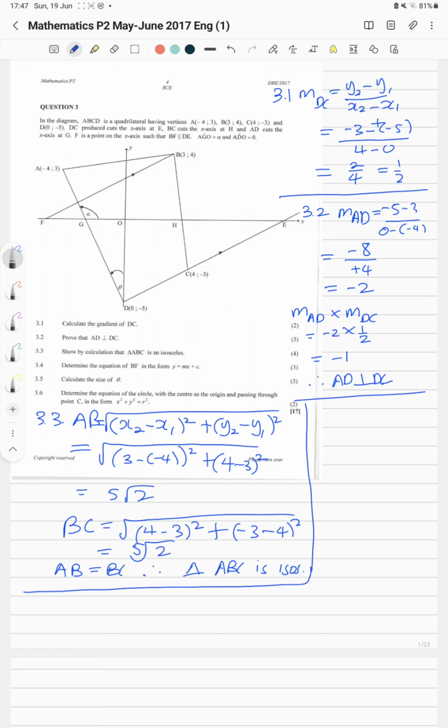Now for 3.4, determine the equation of BF. And we were told, or we can see in the diagram, there's BF in the diagram. It is parallel to DC or DE.